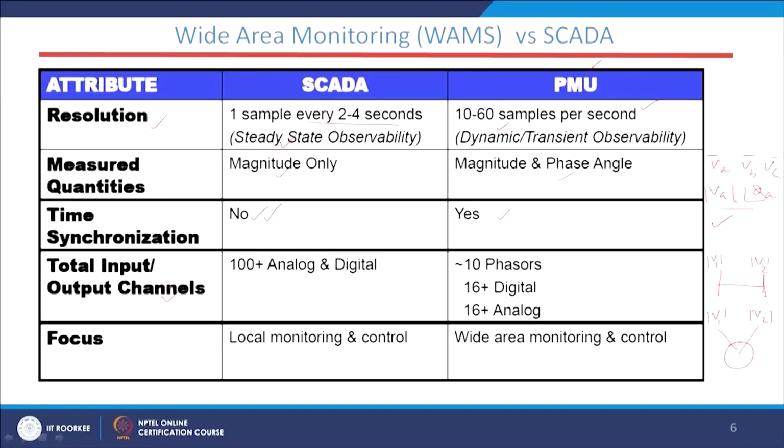Next point is the total input output channels. In case of SCADA, we have 100 plus analog and digital channels, and here we have 10 phasors. This is important: phasors include both magnitude and phase angle. Along with this, we have 16 plus digital channels and 16 analog channels. And the focus in SCADA is local monitoring and control. However, here it is wide area monitoring and control. Wide area monitoring means it will control a very large network, but SCADA is basically a local monitoring system.